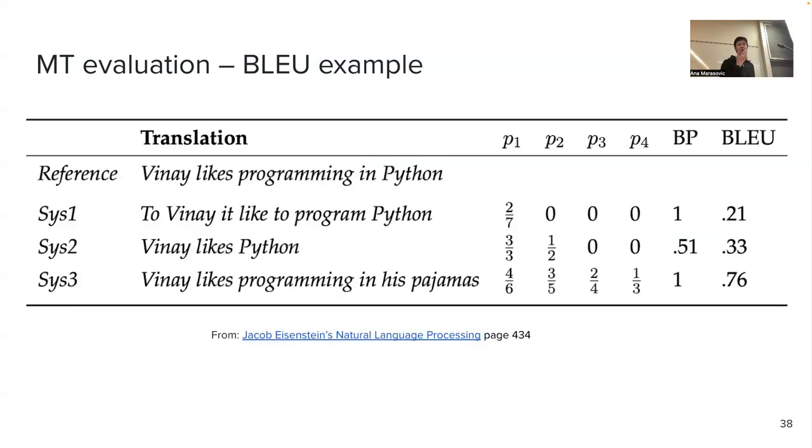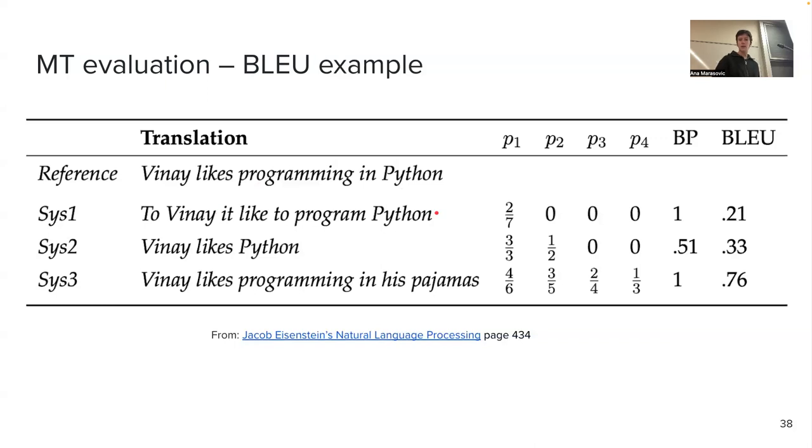So for example, we would have "Vinay likes programming in Python" as the human translation. And then we have the system's hypothesis translation: "Do Vinay like to program in Python?" If you compute p_1 to p_4, you would get these values. Brevity penalty, here we don't have it, I believe. Let's see.